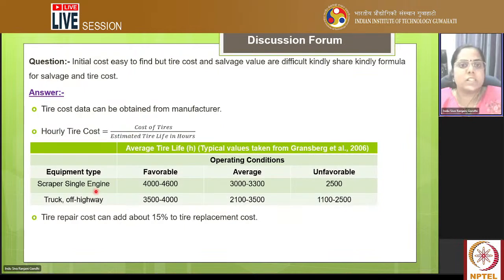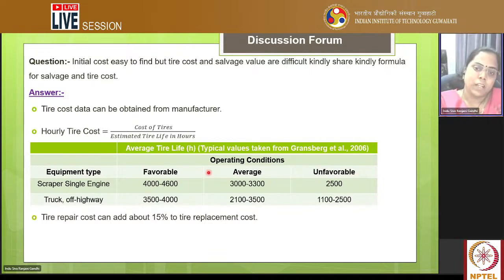Then another question posted is, initial cost is easy to find, but the tire cost and salvage value are difficult. So kindly share the formula for the salvage and tire cost. Tire cost also, you can get it from the manufacturer. They will provide you the tire cost data. To find the hourly tire cost, you have to divide it by estimated tire life in hours. Cost of tires divided by estimated tire life in hours will give you the hourly tire cost. How to find this estimated tire life? You can get it from the equipment handbook. For different operating conditions, for different equipment, what is the estimated tire life? You can get it from there.